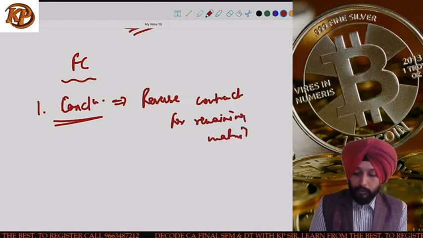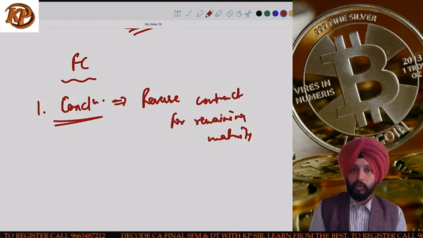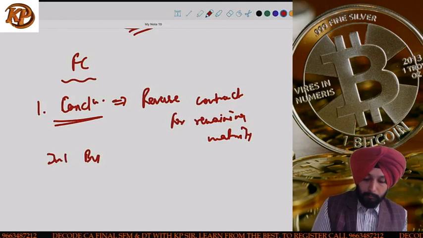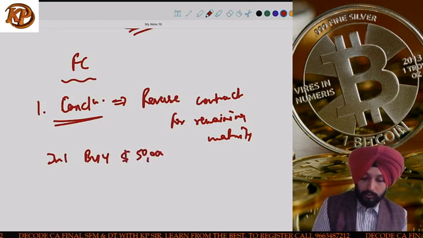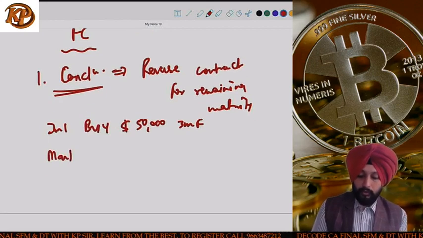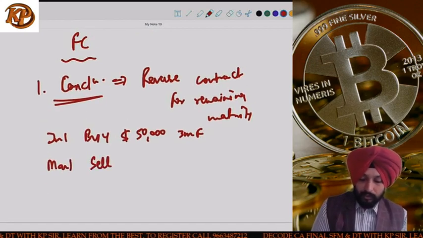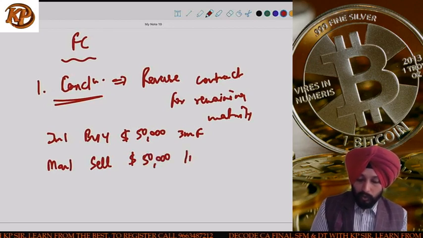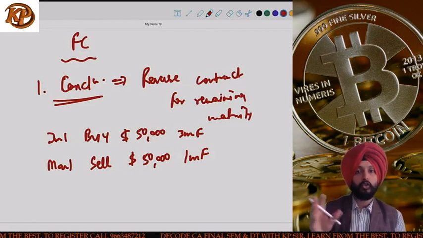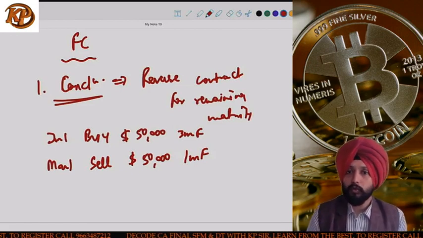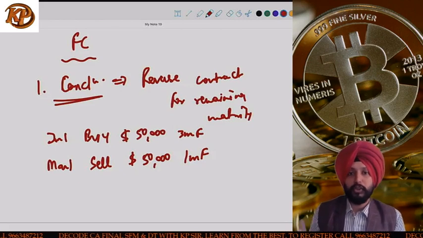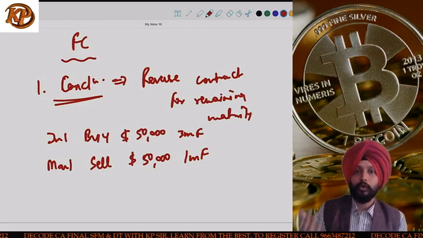Reverse contract for remaining maturity. If you first have taken on January 1 buy $50,000 3 months forward, and on March 1 you want to cancel this contract, then on March 1 you will have to take a sell $50,000 1 month forward, because from March 1 you're still left with 1 month to maturity. So on March 1 you will take sell $50,000 1 month forward contract. I hope guys this is clear. So you take a reverse contract for the remaining maturity, and that is how you cancel your contract.